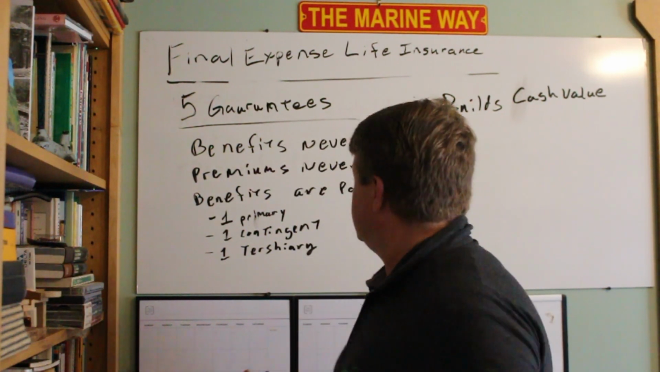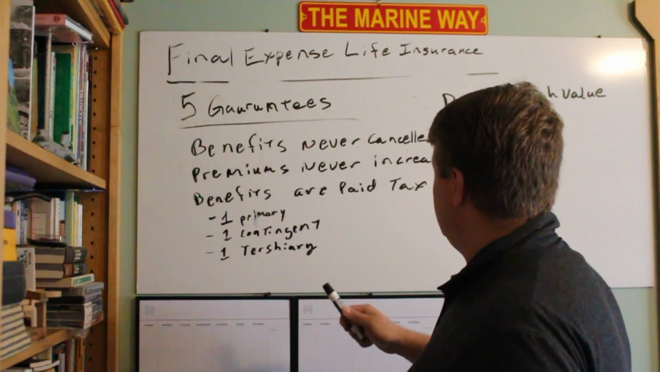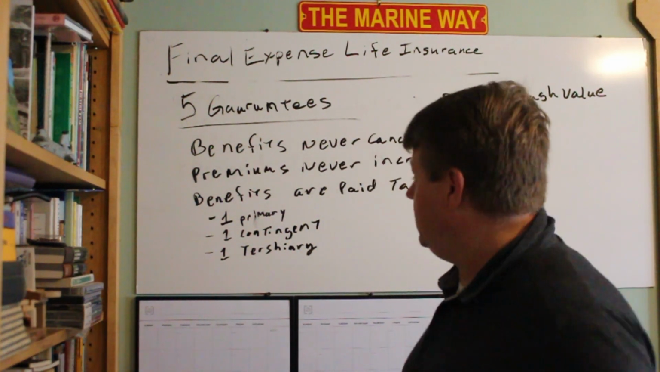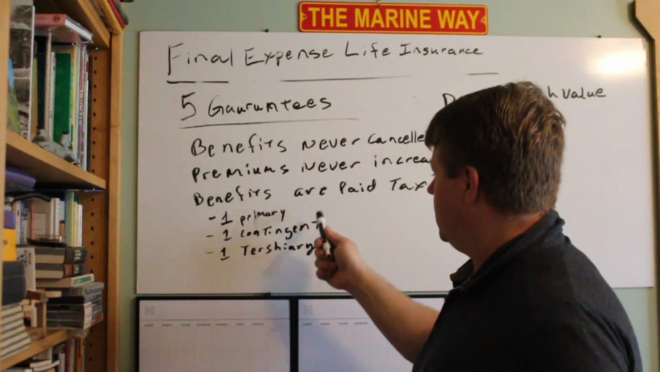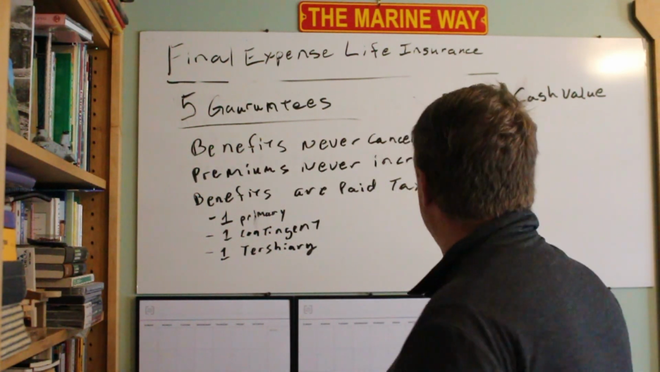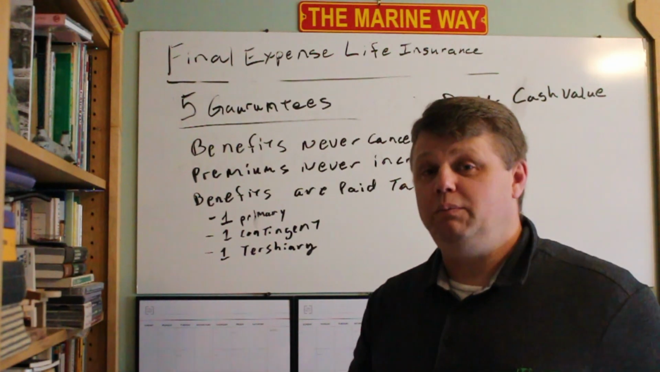yeah, so premiums are locked in, never to go up. Benefits can never be canceled. Benefits are paid out tax-free. We always recommend a primary contingent and a tertiary beneficiary at a minimum. There is no limit.